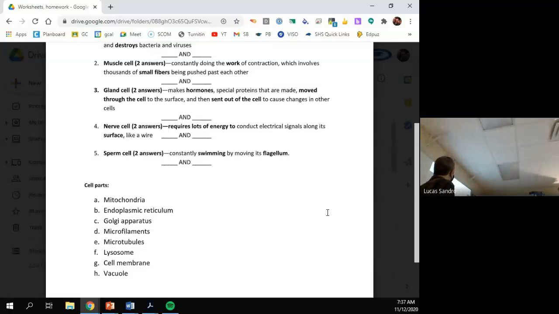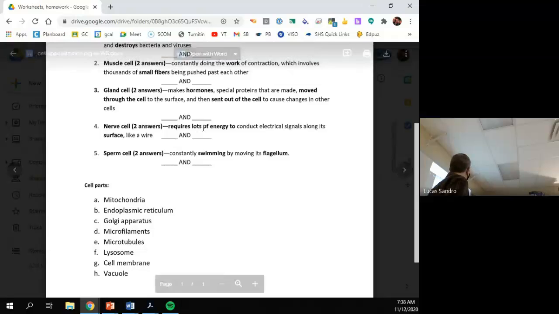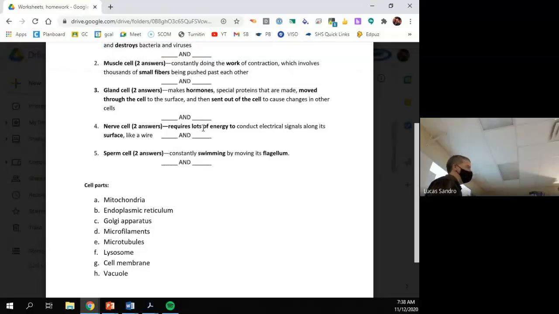But making proteins and then moving them through the cell, that happens on the endoplasmic reticulum. Technically, it's the ribosome that does it. That's all part of that endomembrane system. So endoplasmic reticulum and Golgi apparatus would be the most correct answers for those. That's B and C. Nerve cell, lots of energy to conduct electrical signals along its surface. A neuron is basically elongated like this. So first of all, if it's elongated like this, what does it have a ton of?